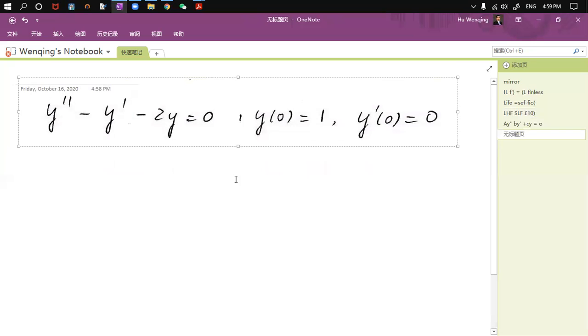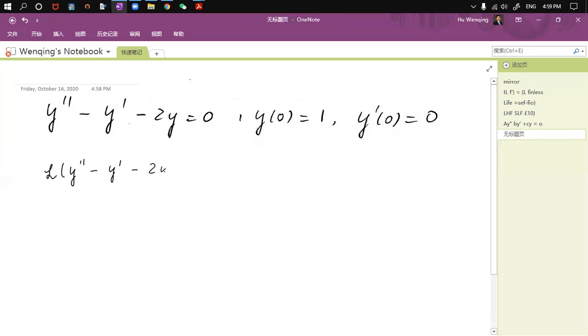Okay, so how are we going to solve it? Well, our idea is to apply the Laplace transform on both sides of this equation. So that means the Laplace transform of y double prime minus y prime minus 2 times y is going to be the Laplace transform of 0. Is that good for everybody? Now the point is, what is the Laplace transform of 0?